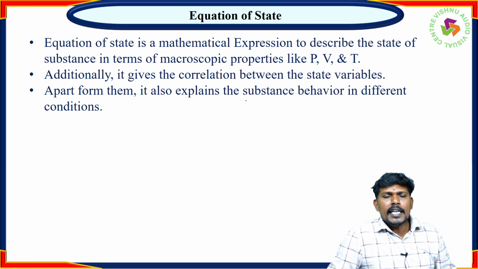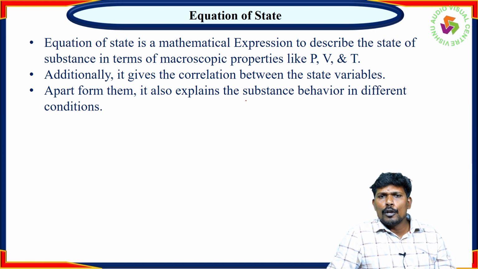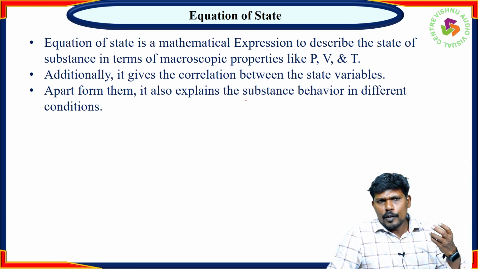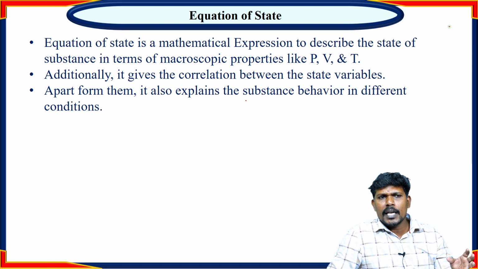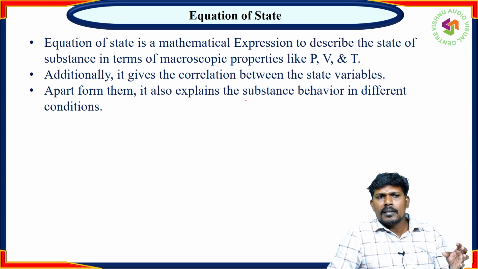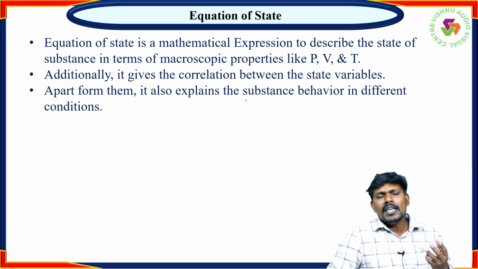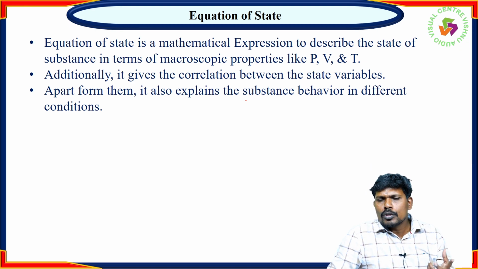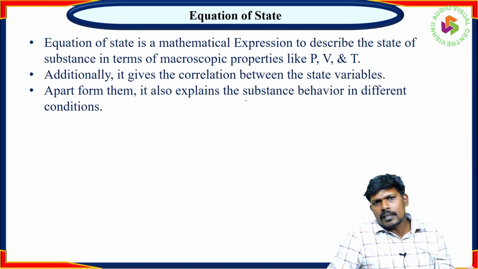Next one is the equation of state. The equation of state is a mathematical expression in terms of pressure, volume, and temperature. So for a pure compound, using this equation of state, we can easily determine the unknown thermodynamic properties. For example, if we know any two thermodynamic properties, from there we can easily calculate the other thermodynamic properties using the equation of state.